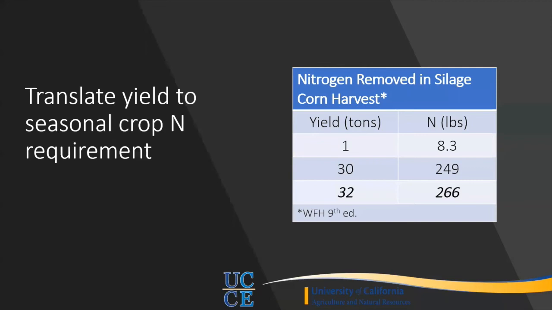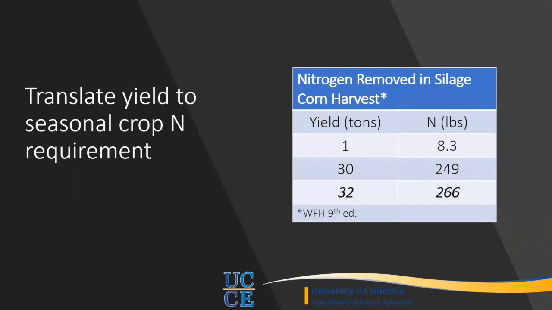Now here, revisiting the idea of setting goals, we need to translate our yield expectation for this field into a seasonal crop nitrogen requirement. And keep in mind, we're not talking about the fertilizer requirement. We're talking about how much nutrient the crop itself needs, not what we need to apply in order to supply the crop with that nutrient.